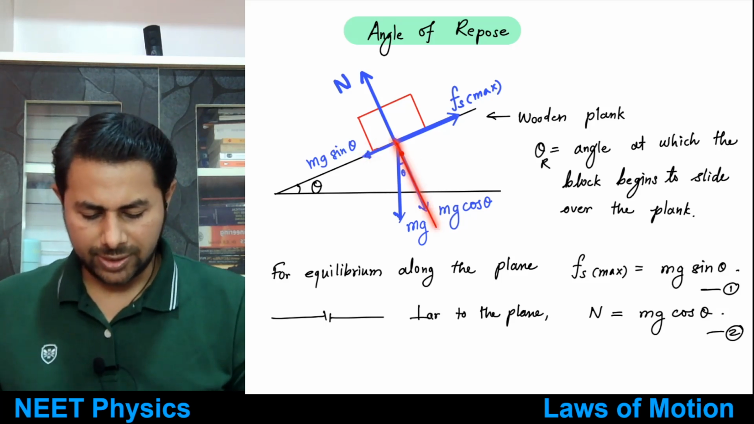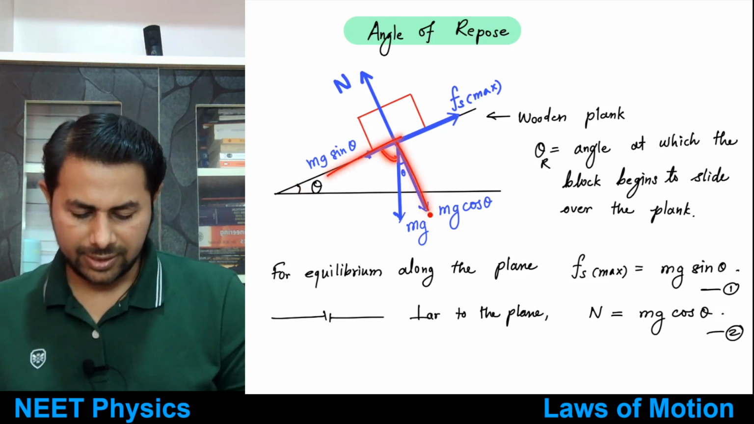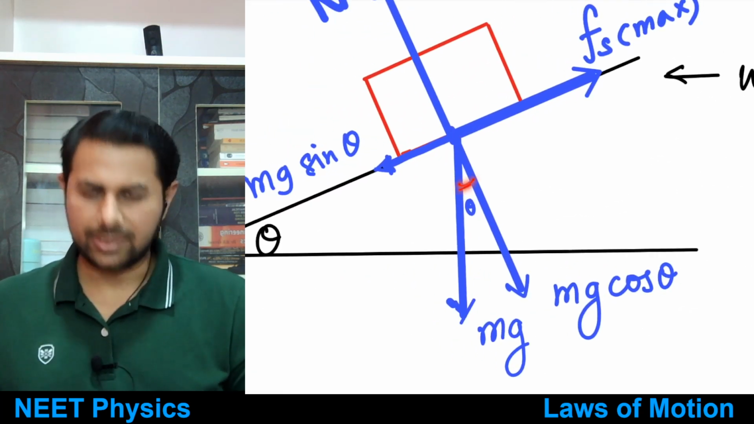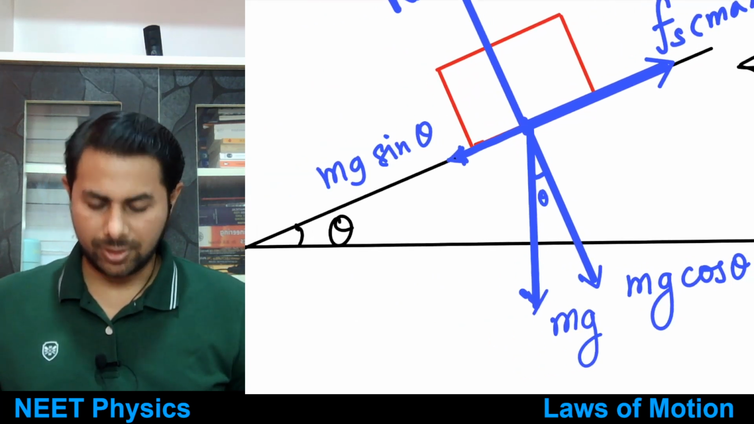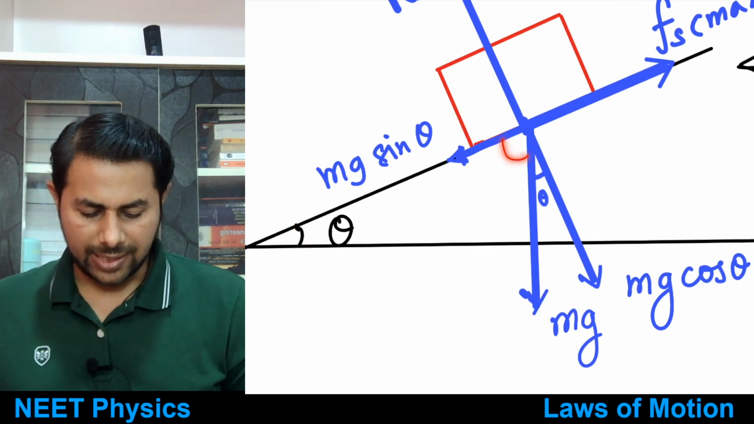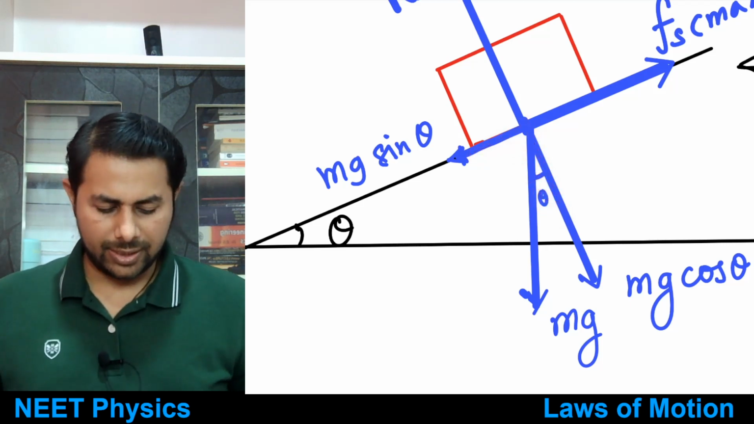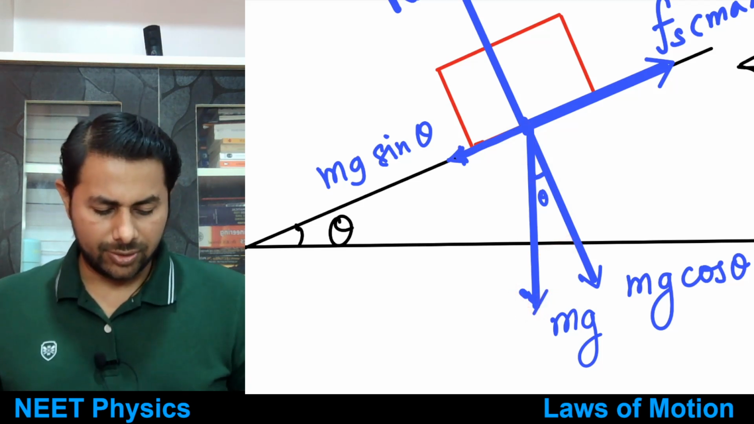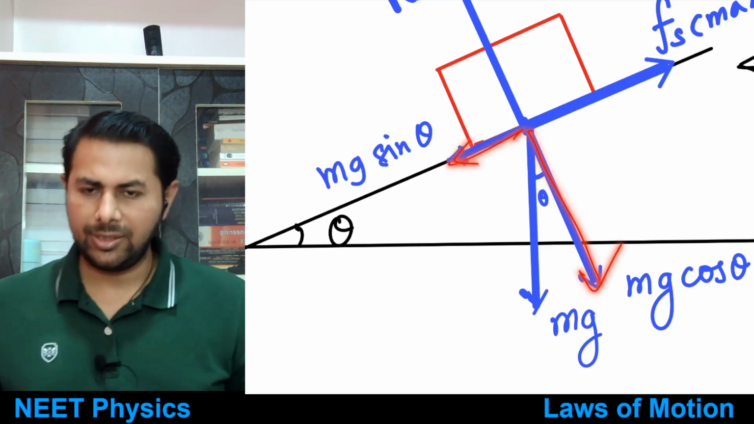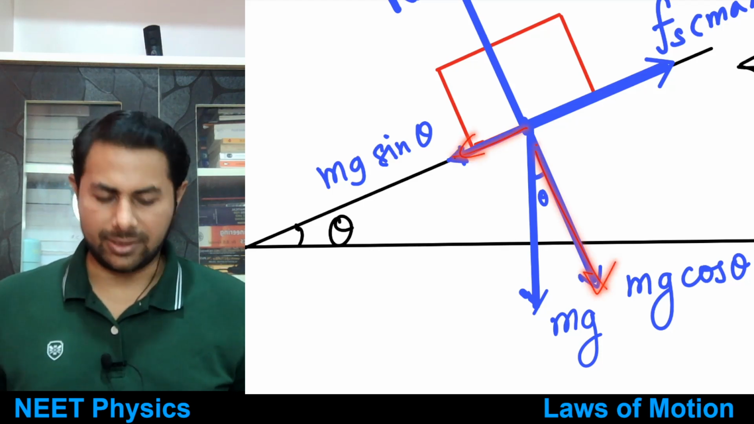If you draw this line, and this angle is theta, then this angle would be 90 minus theta, and this one is 90 degrees. So this angle is also equal to theta. Can you see that? Therefore, now you resolve mg into two components. The component through the angle is the cos component. So this one is mg cos theta and this one is mg sin theta.